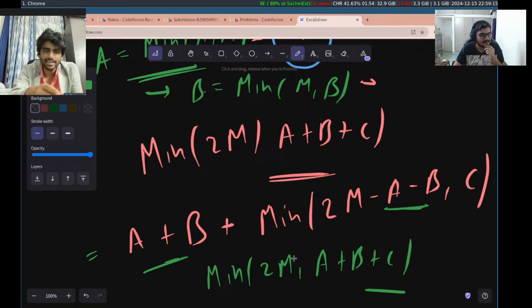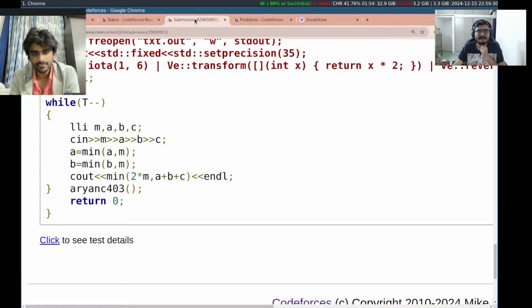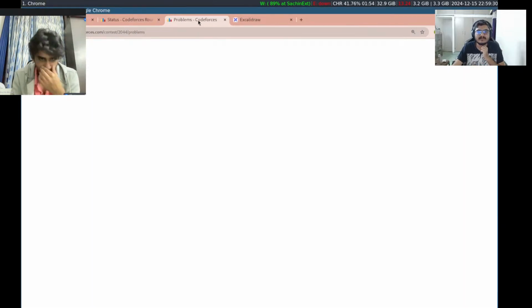I mean, now I see it intuitively as well that if C is more than required, then we will be able to fill all the seats. So it will be 2M. Right. Okay, let's go to D now.